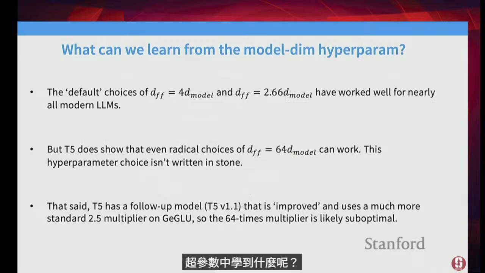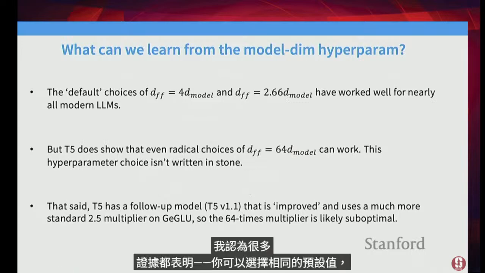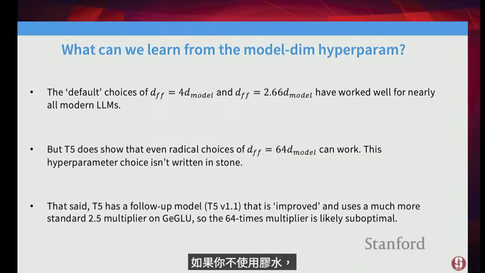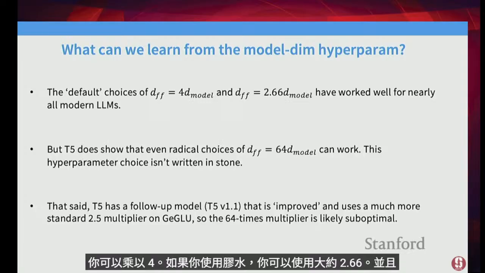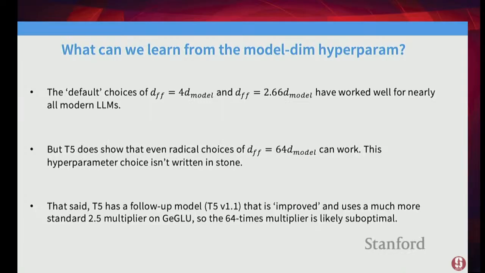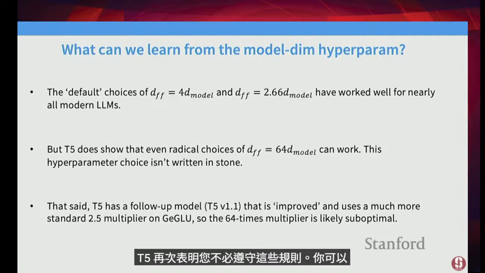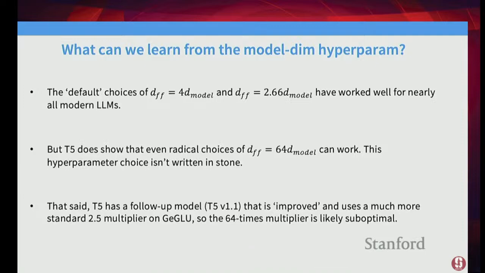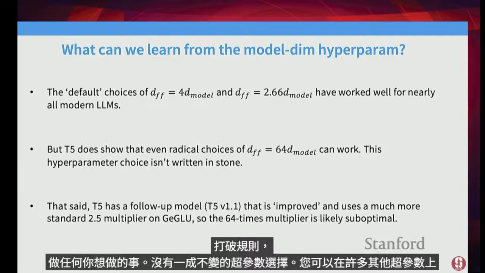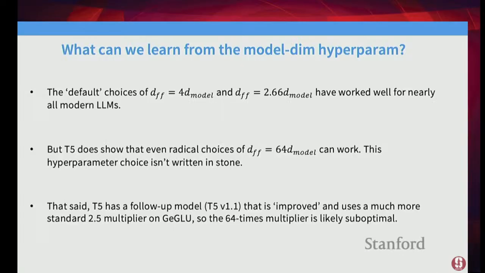So what can we learn from all of this hyperparameter stuff? I think a lot of the evidence points towards you can pick the same defaults: if you're not using a GLU, you can multiply by 4. If you're using a GLU, you can use roughly 2.66. And they can work pretty well for mostly all the modern LMs. T5, once again, does show that you don't have to follow these rules, right? You can be a rule breaker and do whatever you'd like. There's no hyperparameter choice written in stone. You can get reasonable LMs at many other hyperparameters.